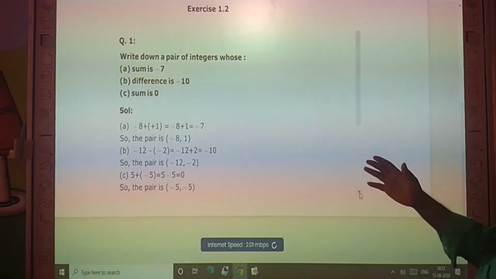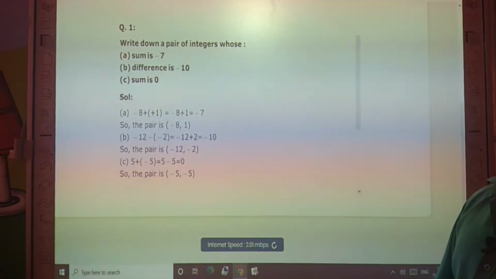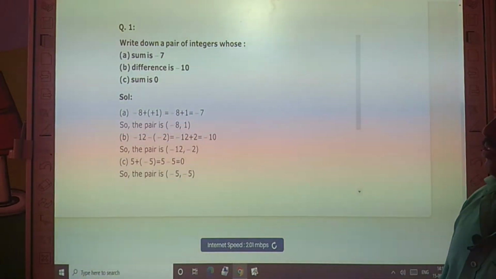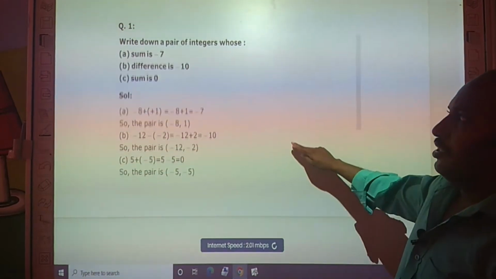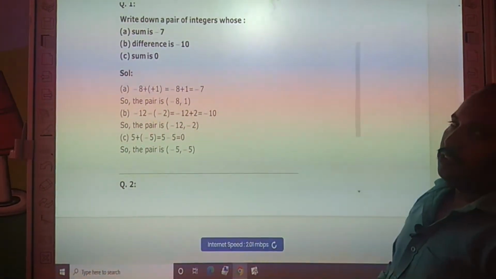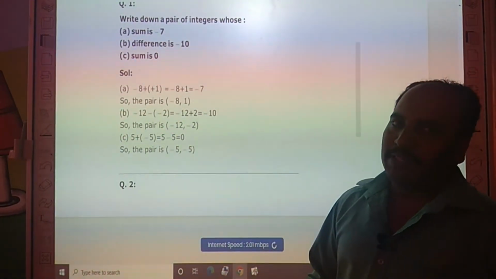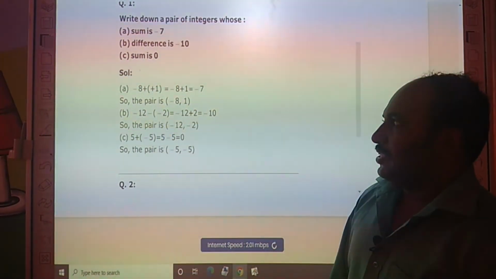Next one, exercise 1.2, question number 1. Write down a pair of integers whose sum is minus 7. We want a pair of integers. Our condition is the sum is minus 7. That means we add two integers. Our answer is equal to minus 7.